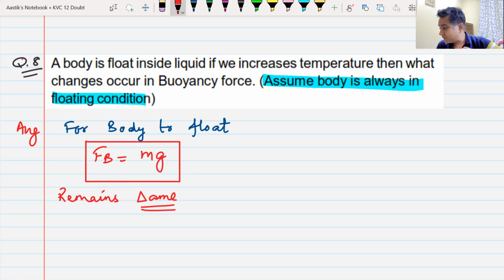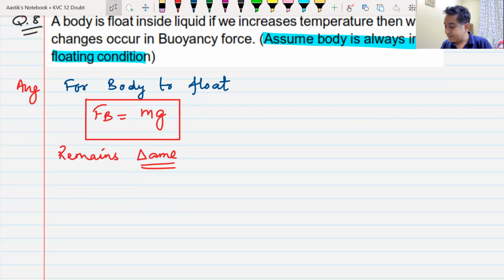Do not confuse it with the first case. Probably I confused you with the first case. In the first case, the body was already down, already sunk inside the liquid. Nothing was going to happen. In this case, the body is afloat. If the body is afloat, the buoyant force remains the same. The only thing that is going to change is whether it goes down more or it comes up. Do we understand this? Yes or no? Yes, sir.